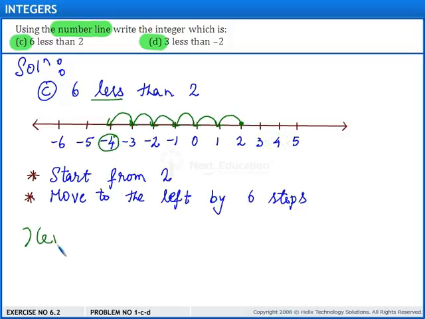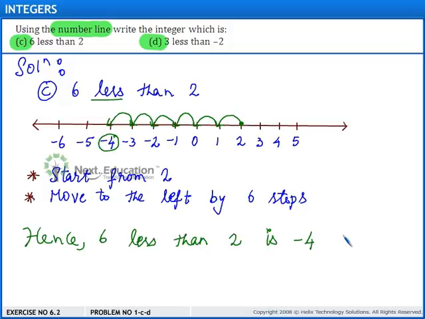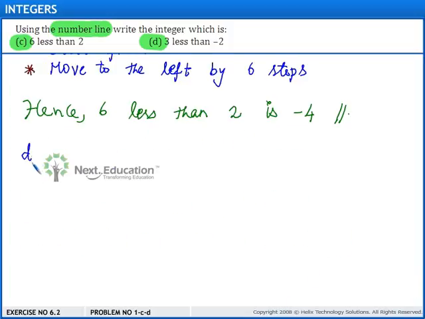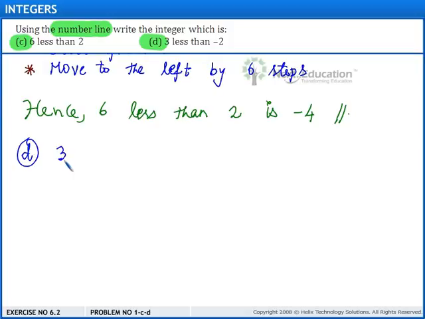Hence, 6 less than 2 is equal to minus 4. This completes the solution of part C. In part D, we have 3 less than minus 2.